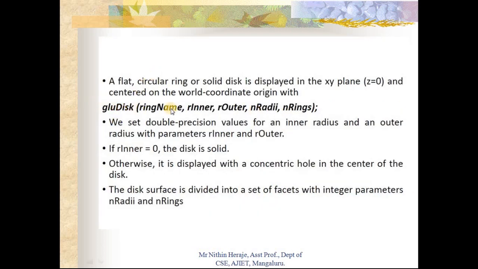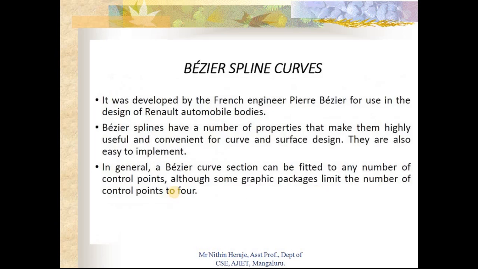Next, this is the function to draw the disk, that is gluDisk. It takes the quadric name, rInner, rOuter, nRadii, and nRings. The values of inner radius and outer radius need to be given. If the rInner value is 0, so the radius of the inner disk is 0, then the disk becomes solid. Otherwise it is displayed with a concentric hole. And the disk surface is divided into a set of facets with nRadii and nRings.